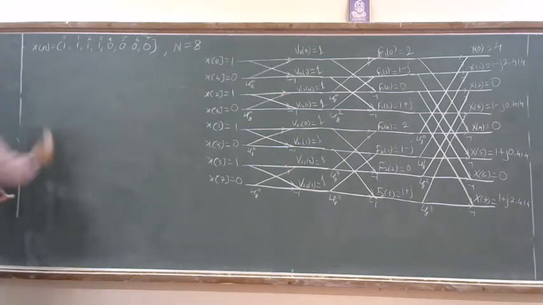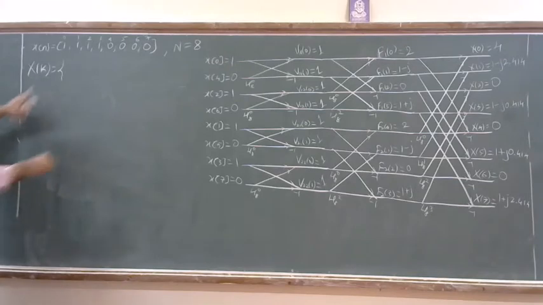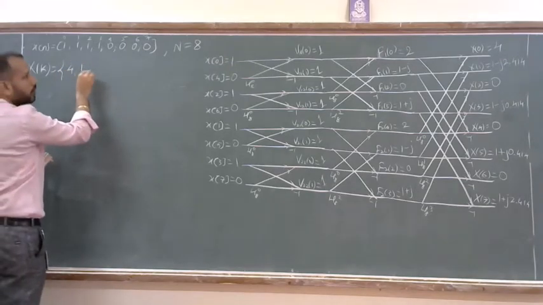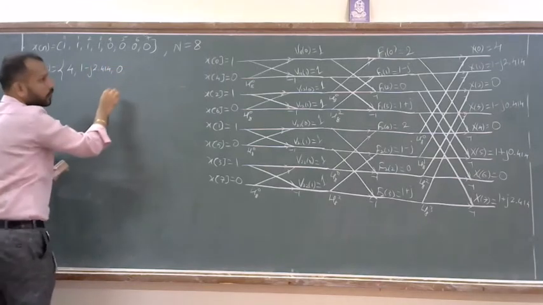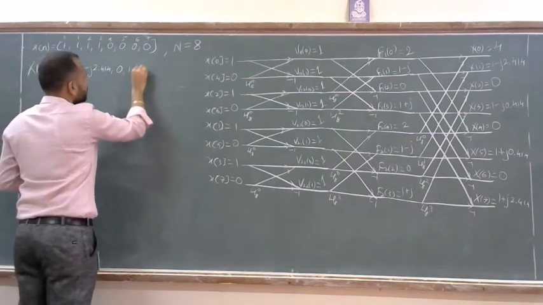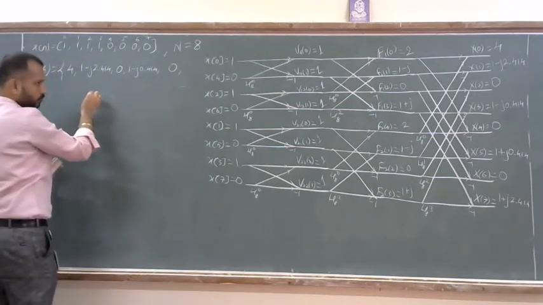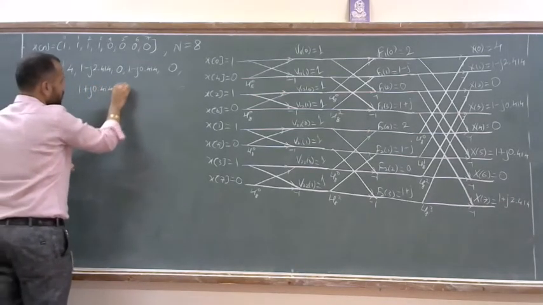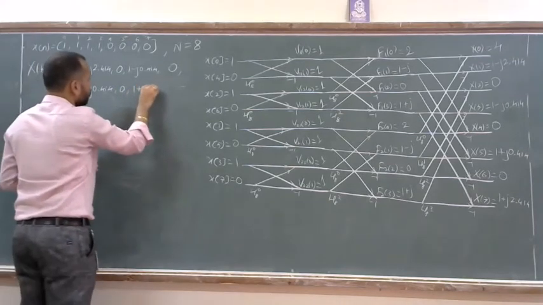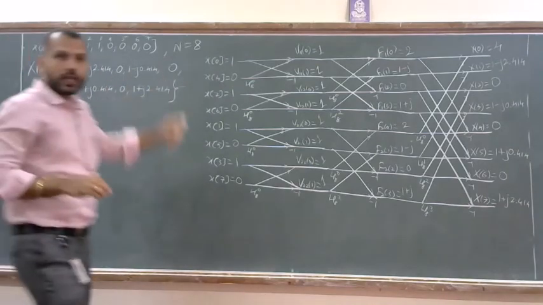So the 8-point DFT of the 8-point discrete time sequence x of n will be 4, 1 minus j 2.414, 0, 1 minus j 0.414, 0, 1 plus j 0.414, 0, and 1 plus j 2.414. So this is the 8-point DFT of the given 8-point sequence.